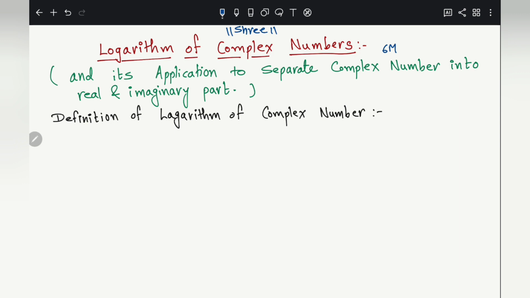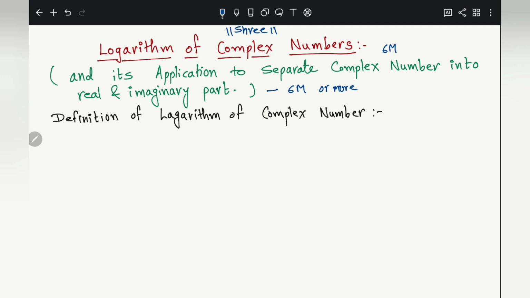And this concept, if you learn, then you can even tackle the problems which are based on this concept, that is, separate the complex number into real and imaginary parts. So based on this also there is a 6 mark question or even more. So you can attempt this if you prepare this particular topic. So today we are going to have a very quick revision of this particular topic, so that if you are looking forward to revise it at the last moment of the examination, this is the perfect video that you have opened.